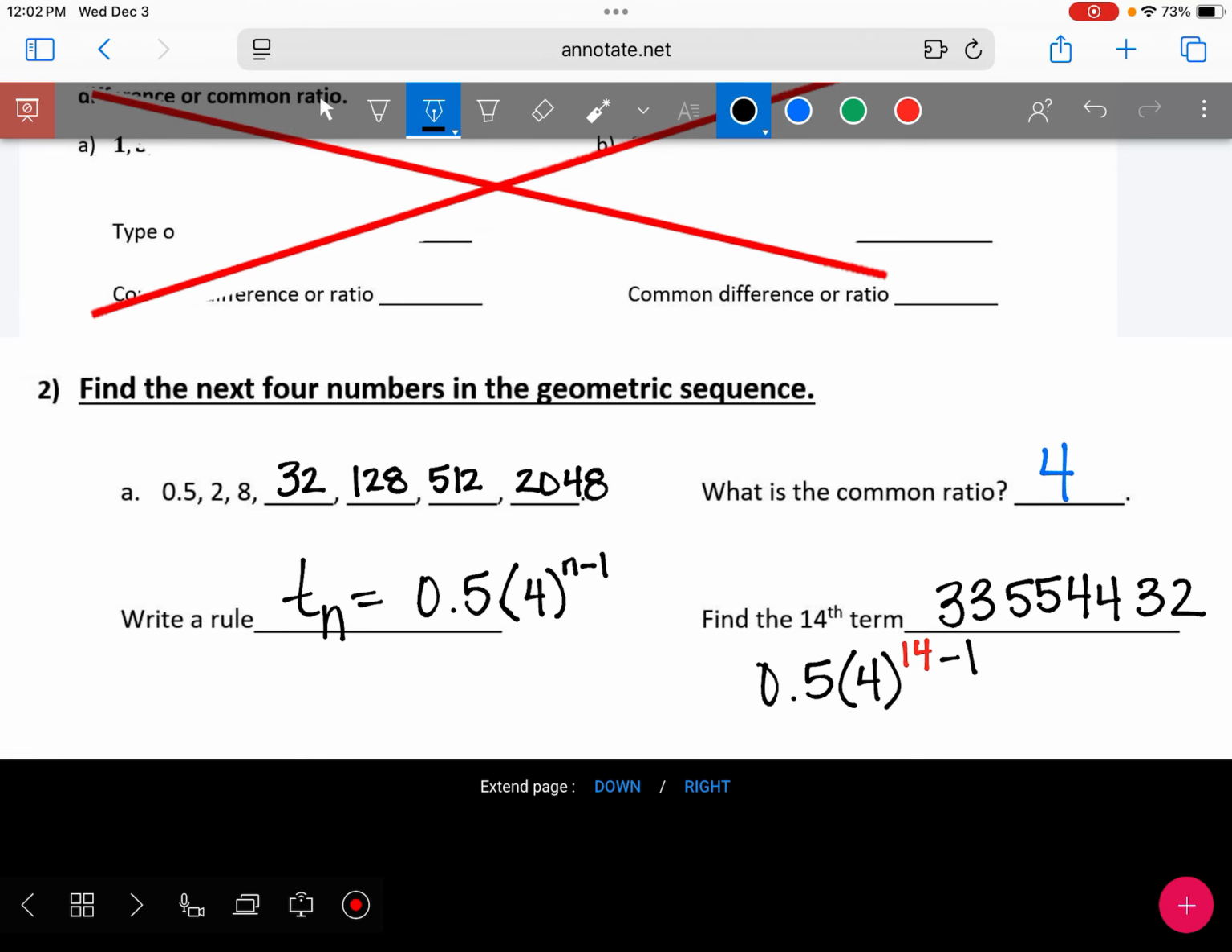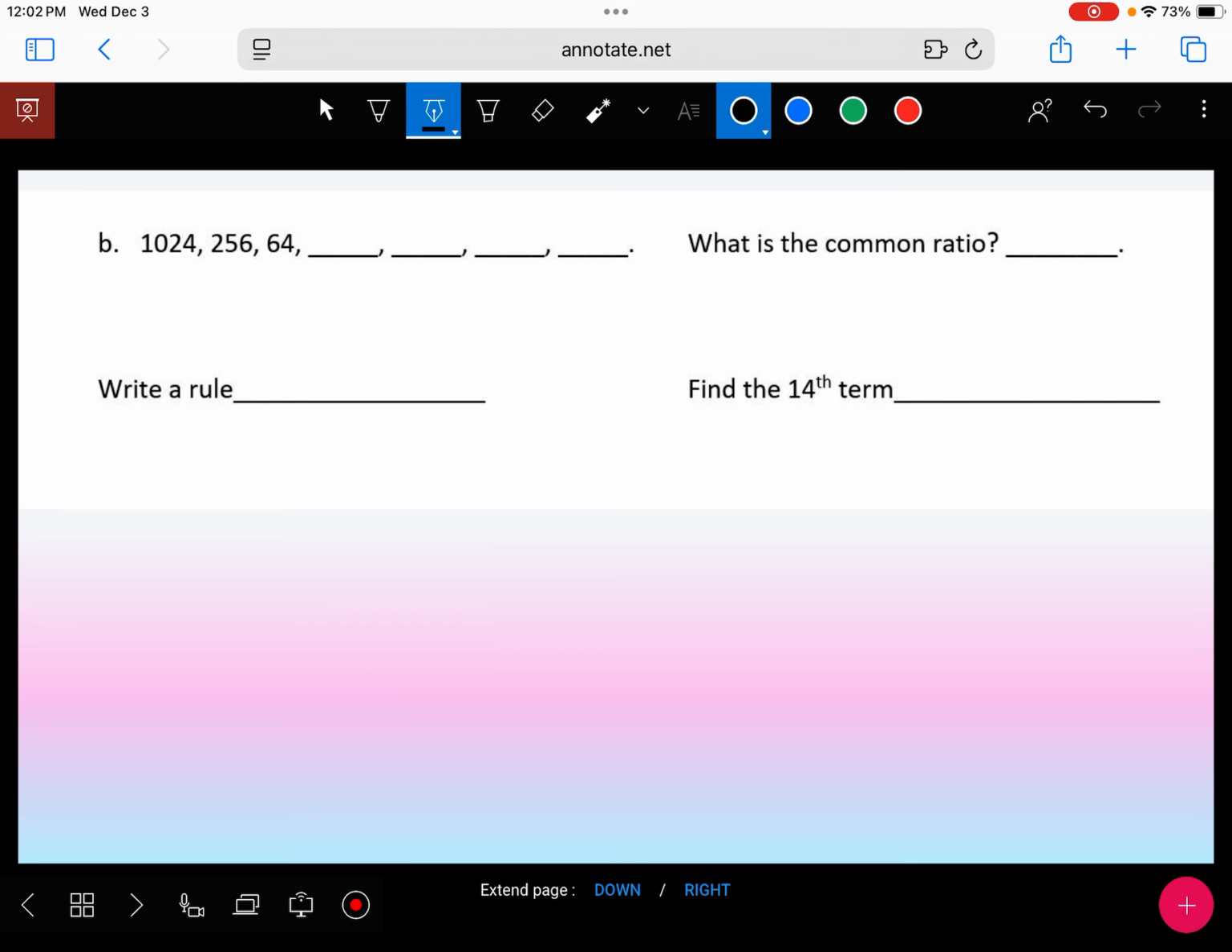So going to the next page. Again, it is geometric. Now the numbers are getting smaller though. So what that tells me is that I'm multiplying by something less than 1. And you can write that as a fraction or a decimal. If you can't figure out what you're multiplying by, again, R will be the second number divided by the first number.